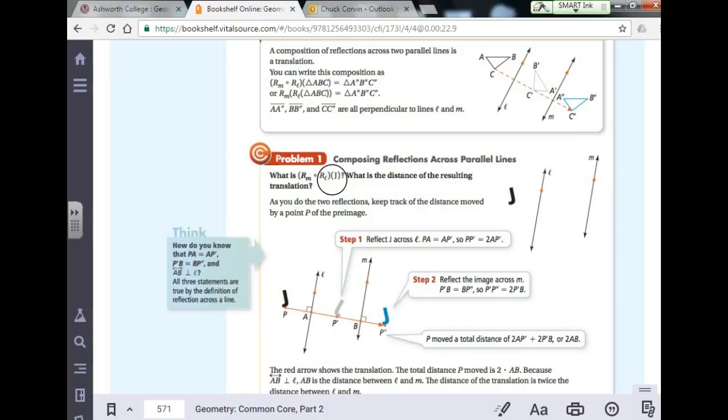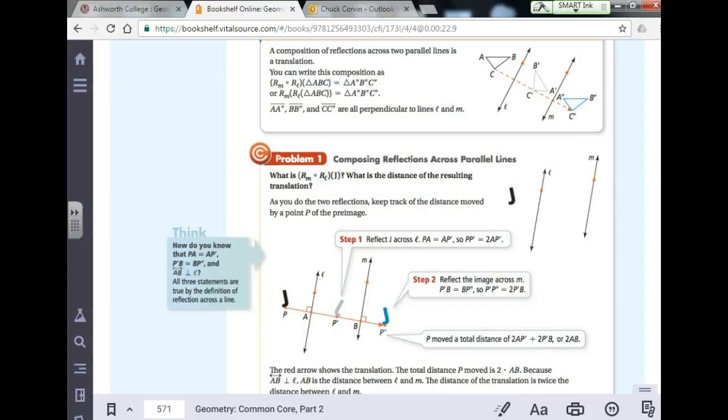So problem number 1 says, when you see this right here, it means to take the reflection of J over line L first. Then once we do that, we're going to reflect it over line M. The one closest is the one you do first, and then reflect it over M. Here are the two lines they're talking about, and here's your J.